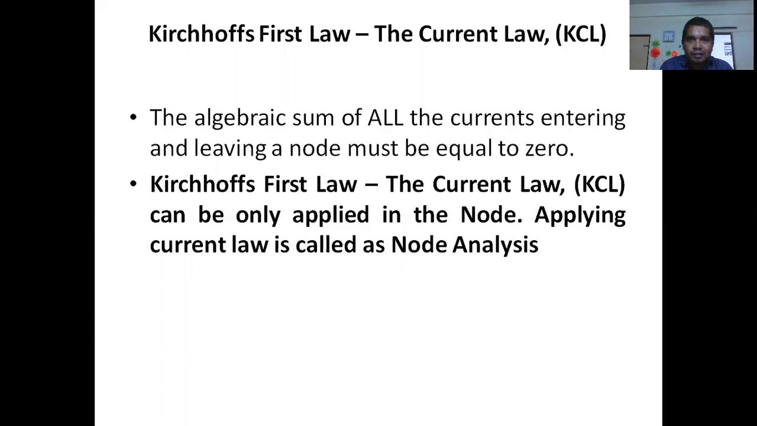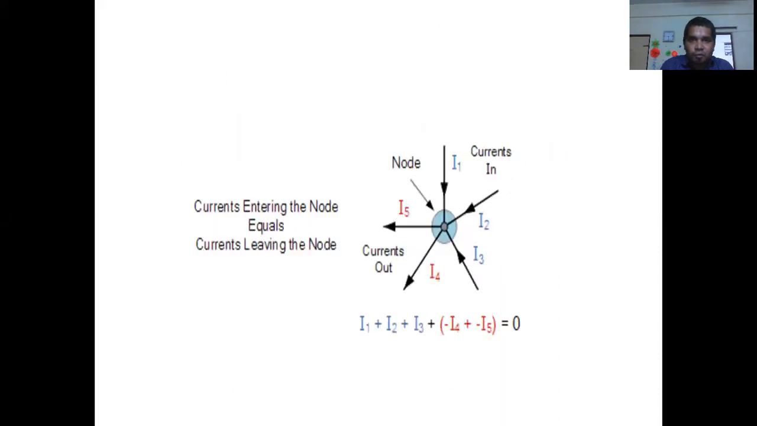So it means that the Kirchhoff's current law can only be applied at a node, or a junction point. The application of current law is called nodal analysis. That means when you apply the Kirchhoff's current law to a particular electrical circuit, it is called nodal analysis, because the Kirchhoff's current law can be applied at a node, right? So let us see what a node is.